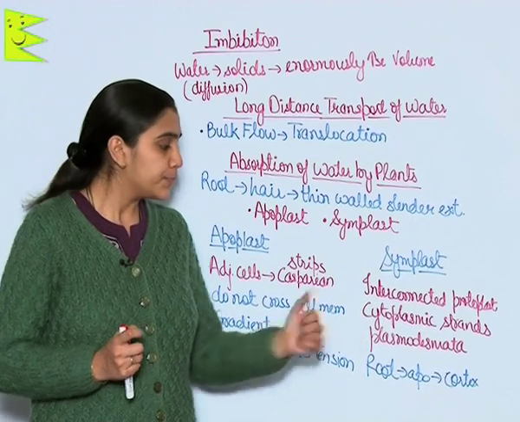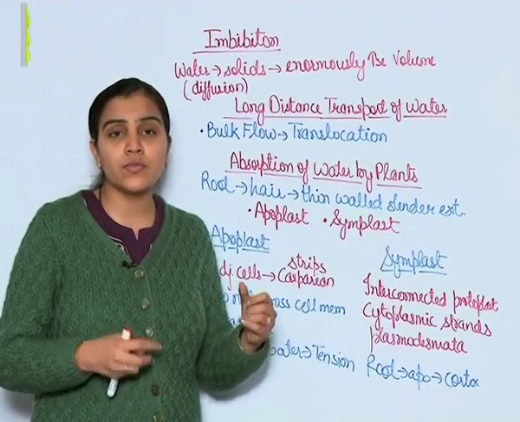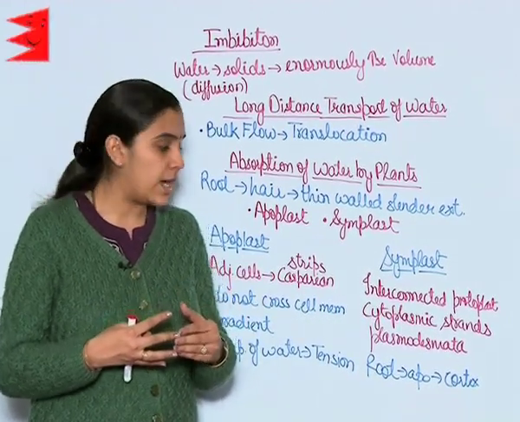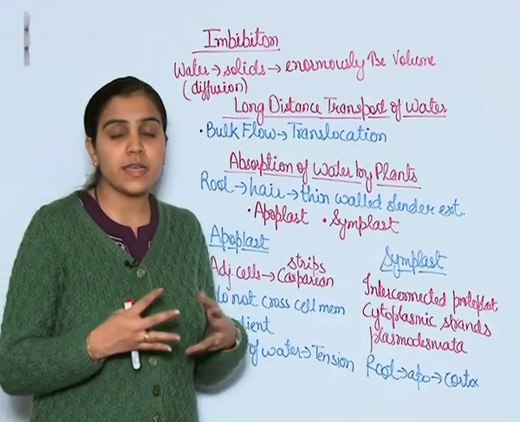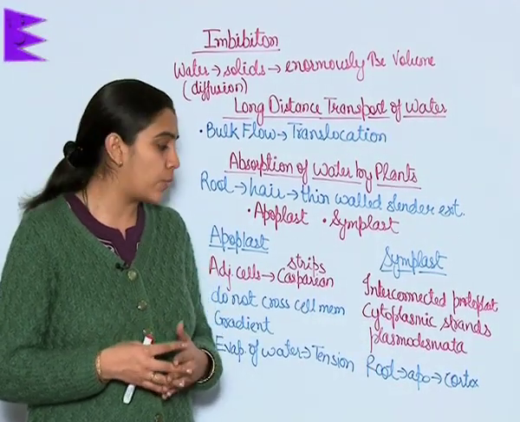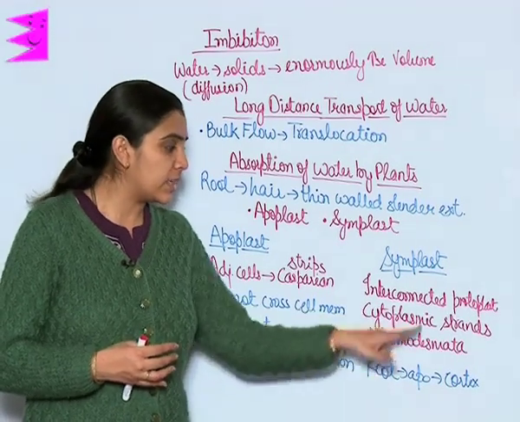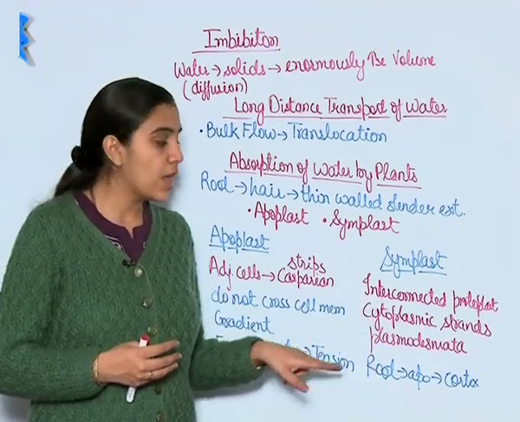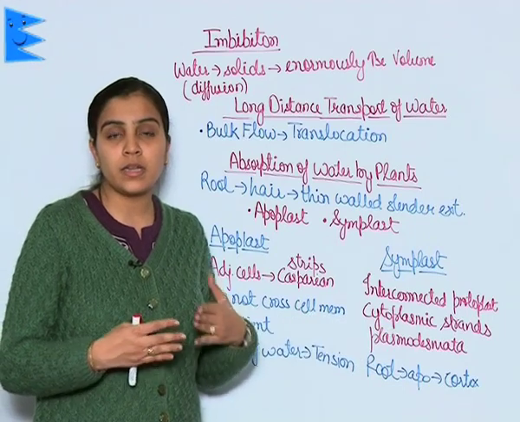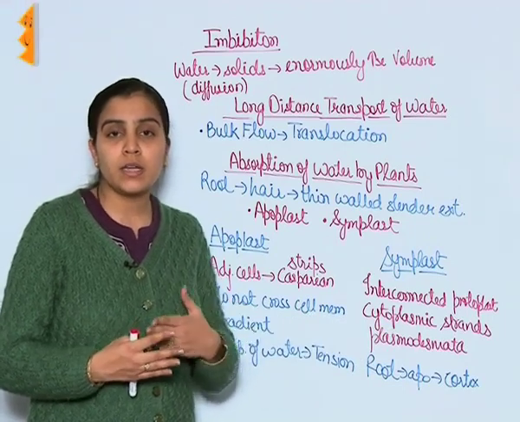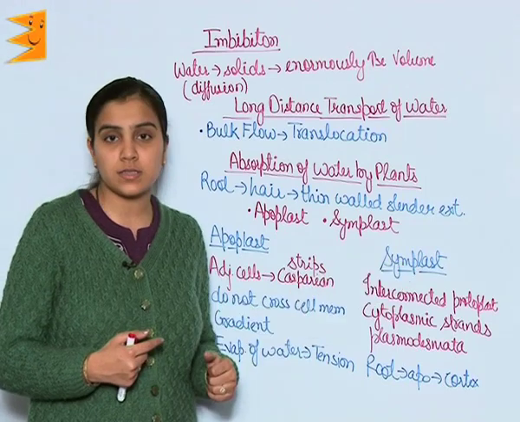Symplast system. It is the system of interconnected protoplasts which are connected through cytoplasmic strands called plasmodesmata. In this symplast system, when water is stopped at the membrane, it can move through the symplast system.